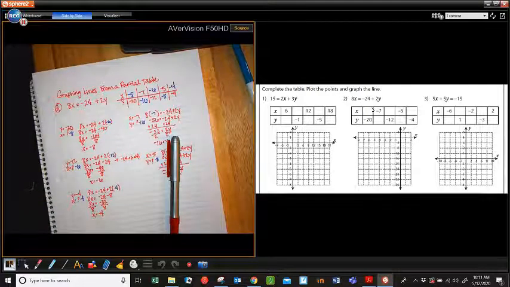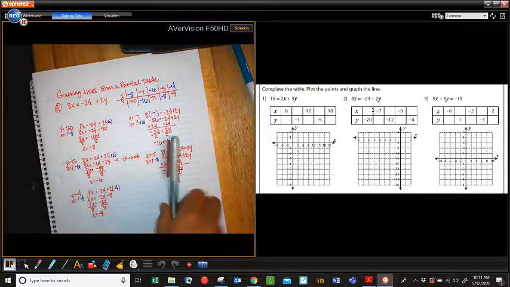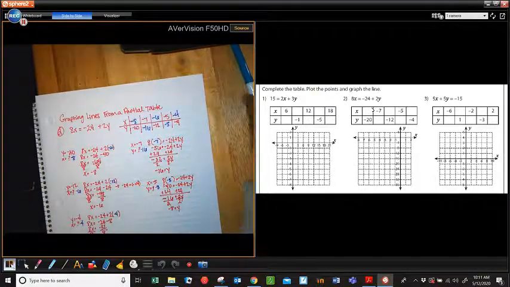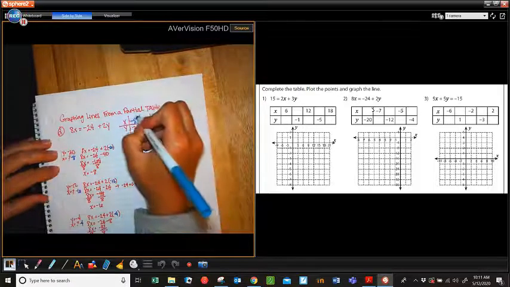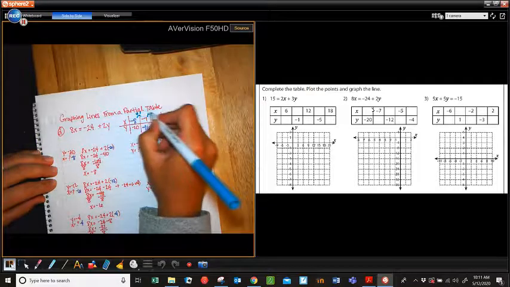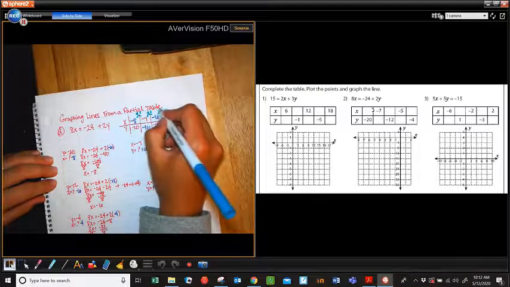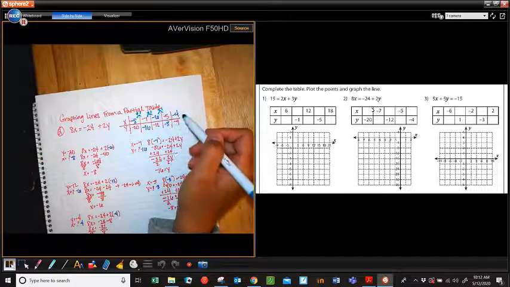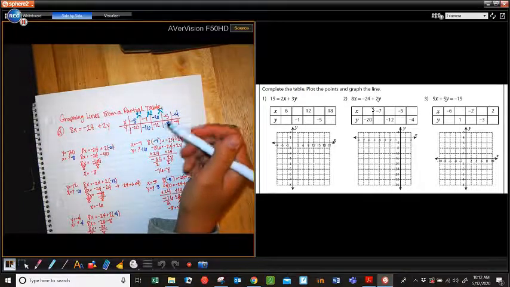I keep talking about the pattern. Let's talk about patterns real quick before we graph it. You can only rely on patterns if the x and the y are both moving at a constant rate. Not the same rate, but a constant rate. So from here to here, we added 1. From here to here, add 1. So that is consistent. We can only predict the next one if the bottom is also consistent.